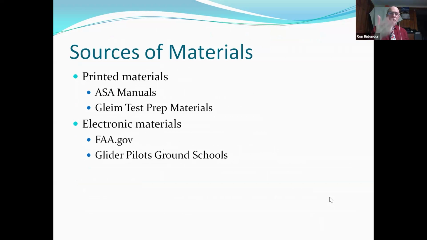Sources of materials: we have printed materials. We went through this last time, but it's the same. Electronic materials, fighter pilot ground schools.